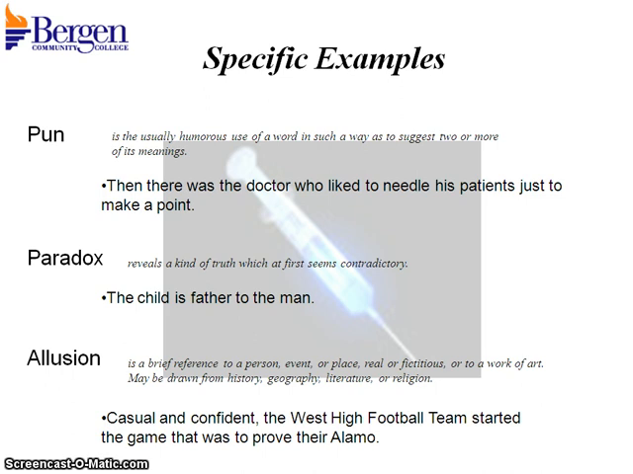So if I make an allusion to the Mona Lisa or somebody smiling like that, then you should have an understanding of what I mean. So if we look at this, "casual and confident, the West High football team started the game that was to prove their Alamo." So you know what the Alamo is, and then you know what happens to the West High football team. And if you don't know, you can look it up.